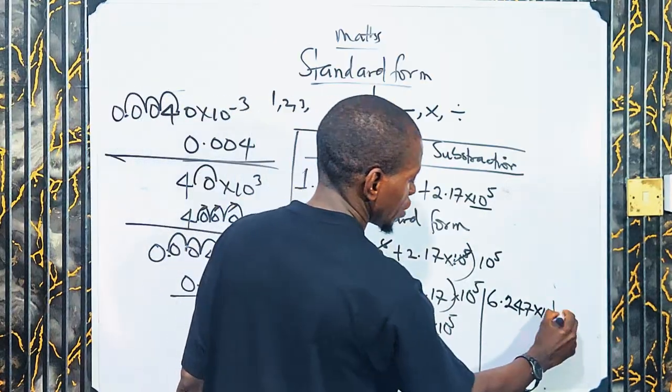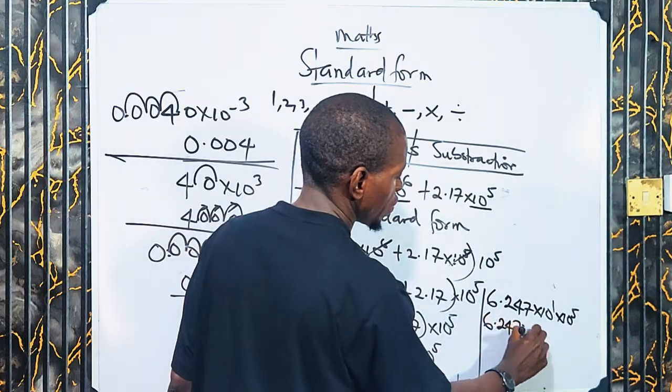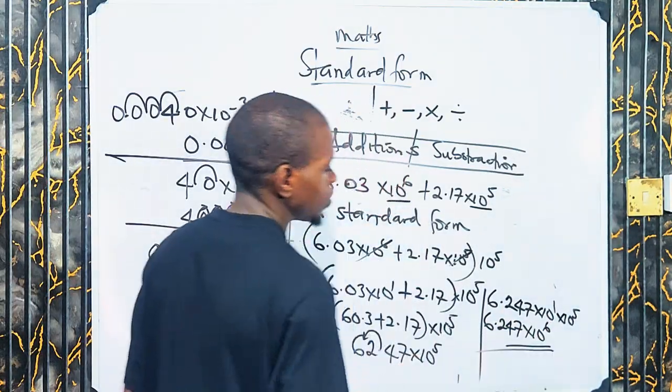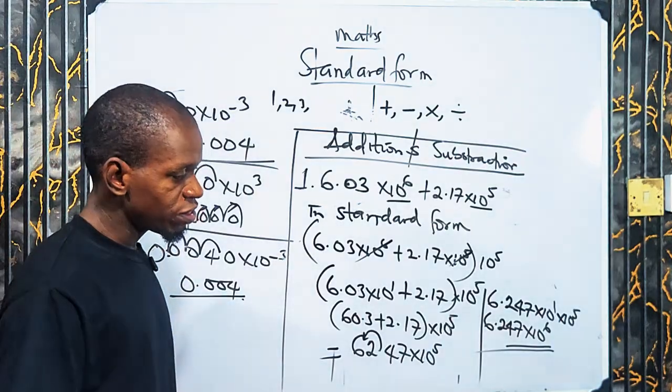Then you now say times 10 to the power 5. So when you must add both of them together, what do we have now? We have it as 10 to the power 6. And that is your final answer. I hope you are taking note of all this explanation.